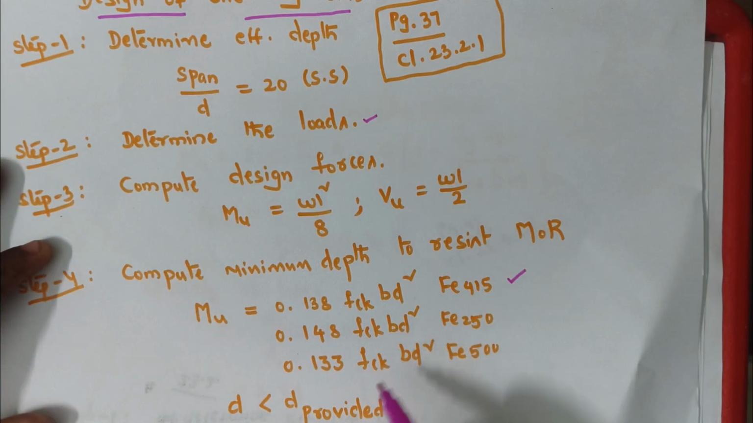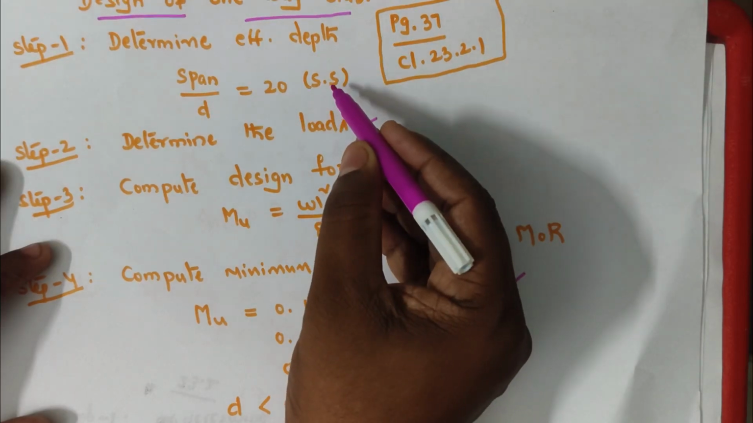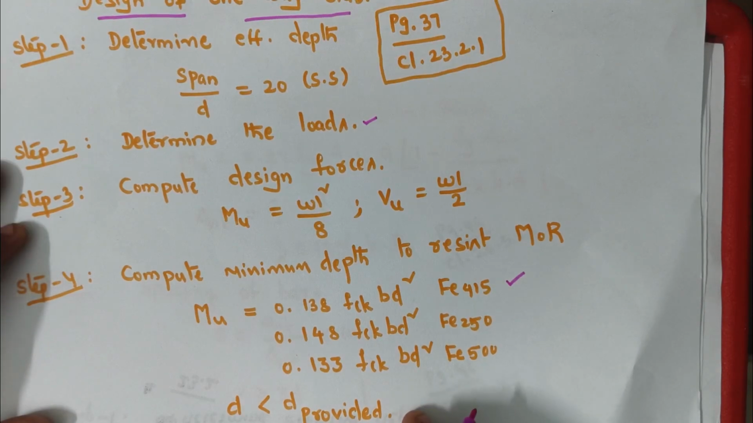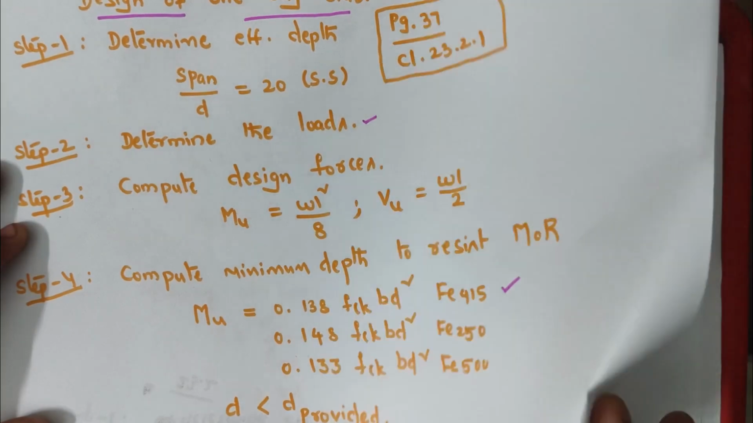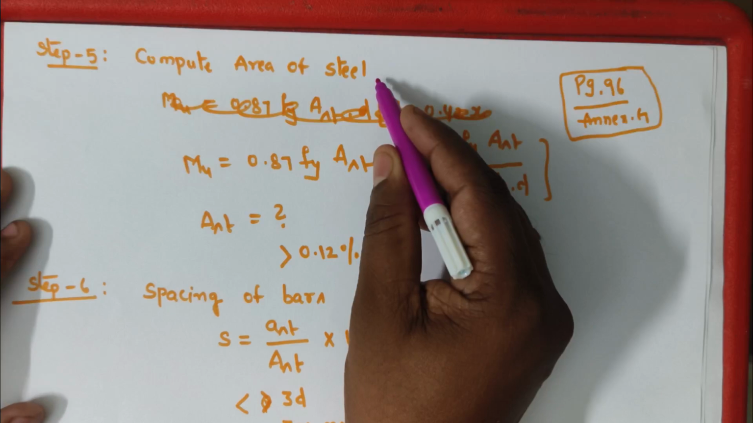This depth value should be less than the depth provided in step 1. Then no issue. If the depth is not sufficient, we need to move with this depth only. The depth we get in this step needs to be fixed. Step number 5, compute the area of steel.